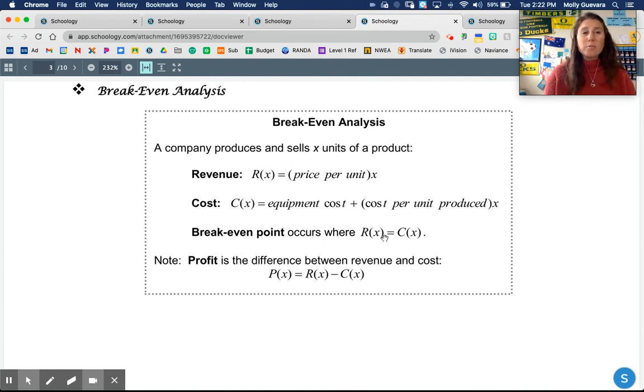So your break-even point is when those two things are equal, right? If you sell less dollars than the amount of money it cost you to make the product, then you're in the hole. If you sell more than what it cost you to make, then you're making profit. But that break-even point is how many units do I need to sell to break even, right? To have no debt. And then obviously your profit is the difference between your revenue and your cost. So how much money are you making?